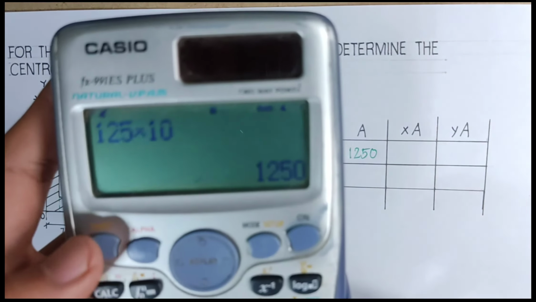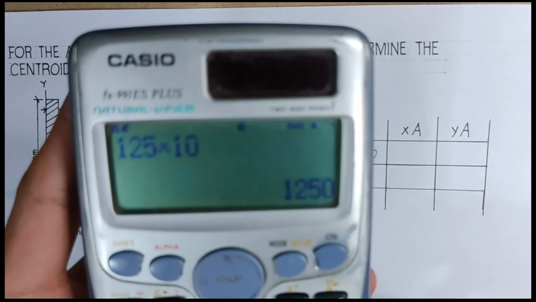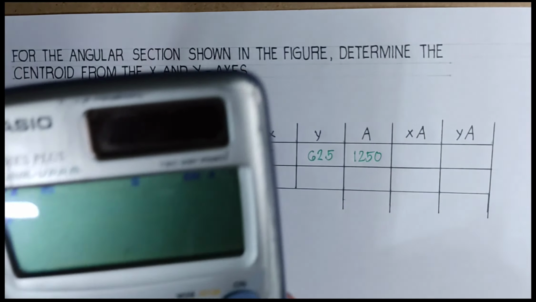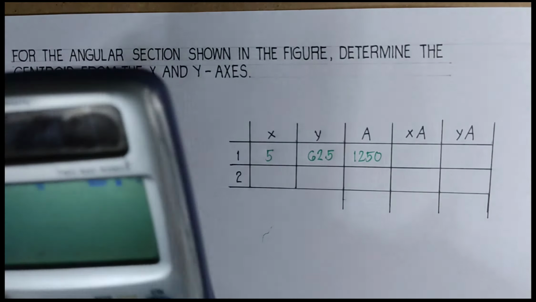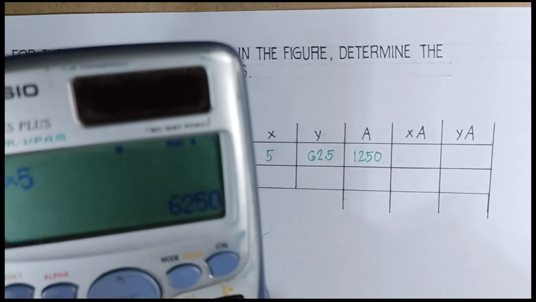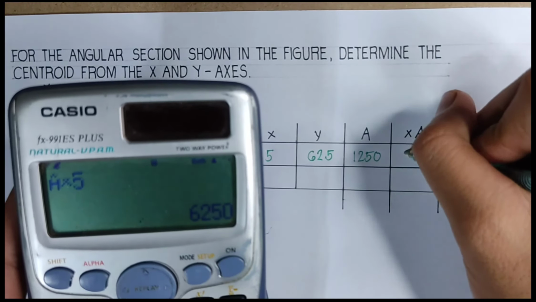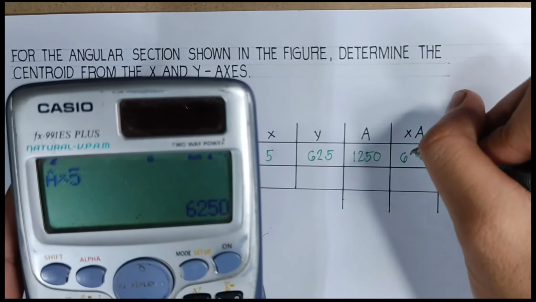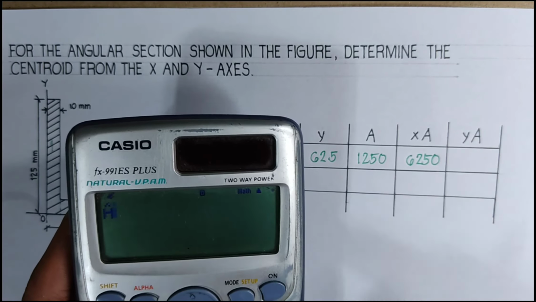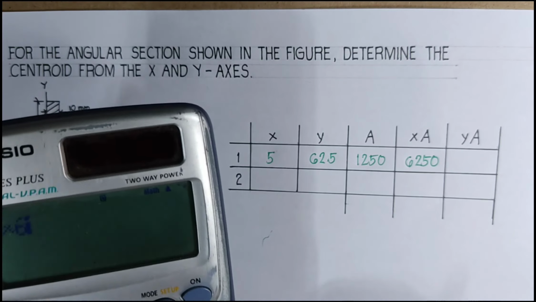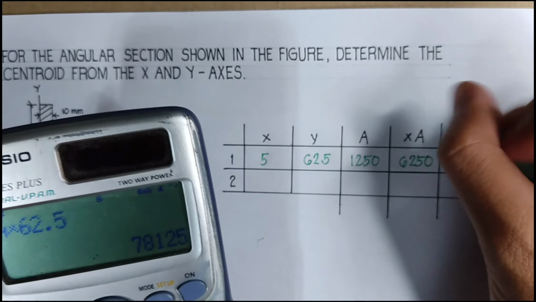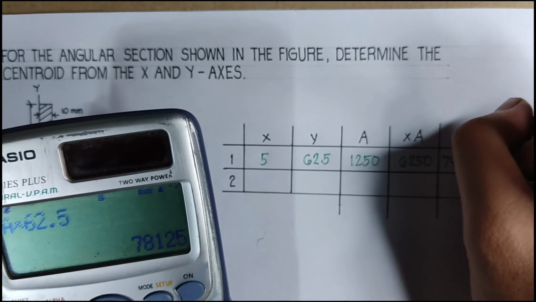So, shift store to A, and A times X of 5 is equal to 6,250. And for its YA, A times Y of 62.5 is equal to 78,125.